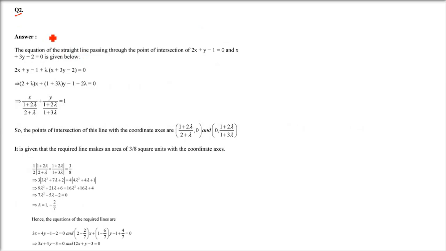Now question 2. Find the equation of the straight line passing through the point of intersection of 2x plus y minus 1 equals 0 and x plus 3y minus 2 equals 0, and making with the coordinate axes a triangle of area 3 by 8 square units. So we have to find the equation of the straight line. There are two lines here, L1 and L2.